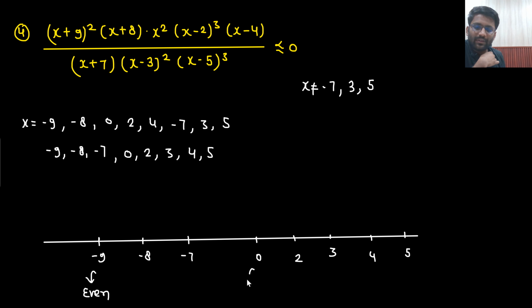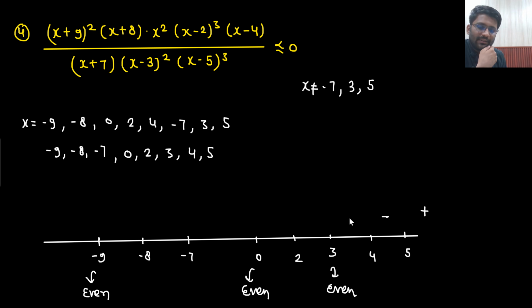At x equals to 0, the power is even. At x equals to 2, the power is odd. At x equals to 3, the power is even. At x equals to 4, the power is odd. At x equals to 5, the power is odd. So 3 even powers are there, 1, 2 and 3. Yes, fine.